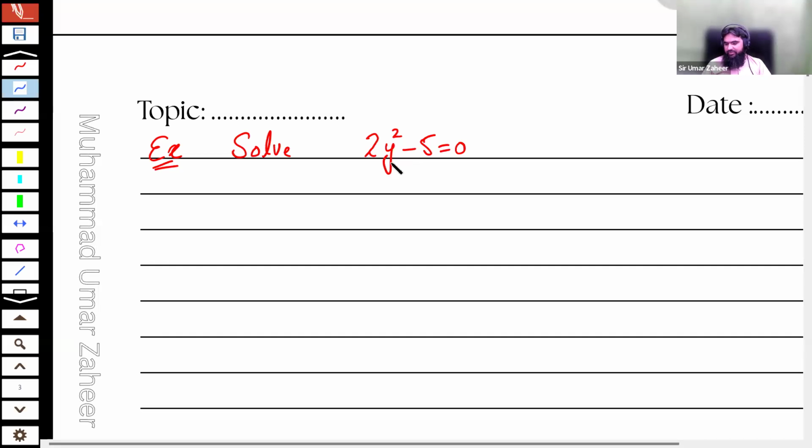So you can do it in a very simple way. It is minus 50. You have to take it on the other side, so it will become plus 50. Sorry, I'm just taking it as 50, not 5.